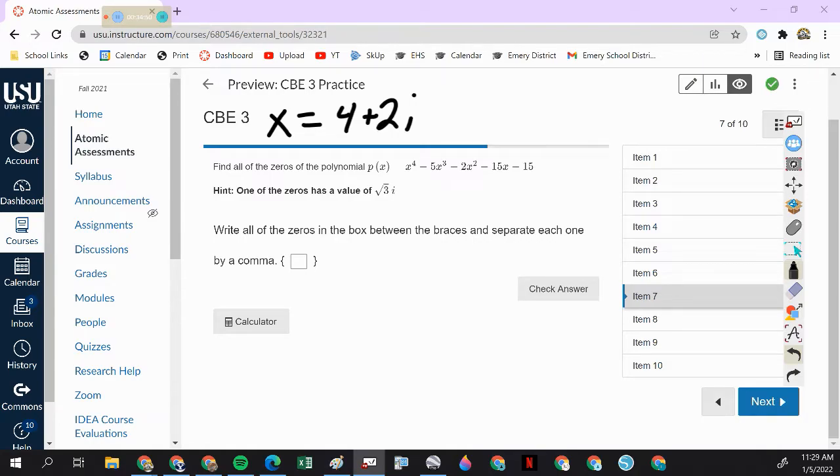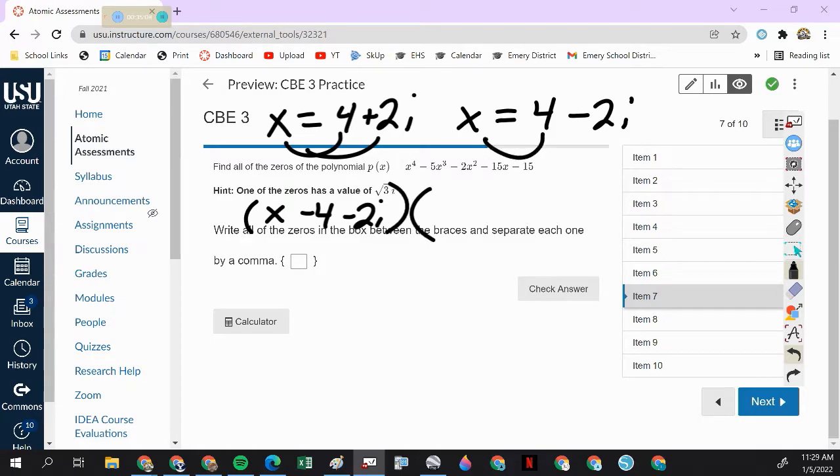What is the other root if one of them is 4 plus 2i? 4 minus 2i. Okay, and when you multiply these, you're going to get x minus 4 minus 2i, x minus 4 plus 2i. And when you multiply these together, the rule is the same. You can skip every single i except the last one.